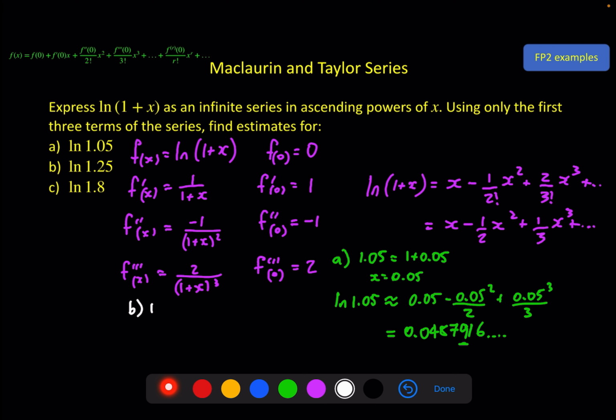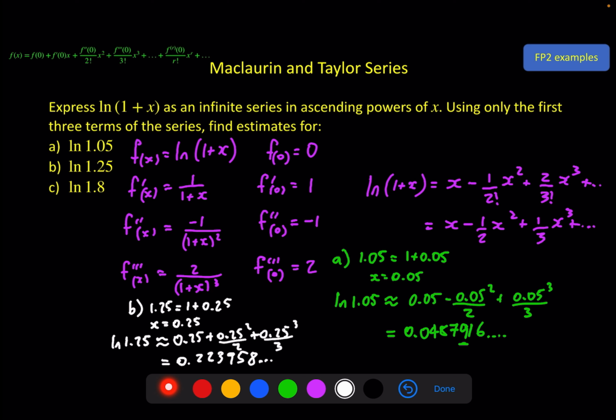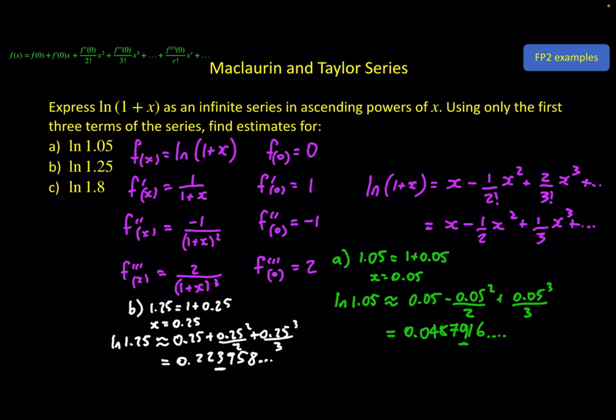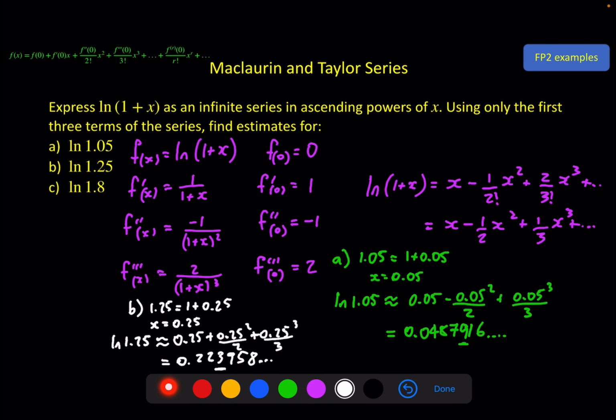B. Here we've got 1.25. Obviously that's 1 plus 0.25. So my x value is going to be 0.25. And we do the same thing. Natural log of 1.25 is approximately equal to this with x equal to 0.25. Stick that on my calculator, see what we get. 0.223958... And the real value, if I use my calculator to find that, is 0.22314. So this one is correct up to 2 to 3 decimal places. That's still not bad, that's still pretty good.